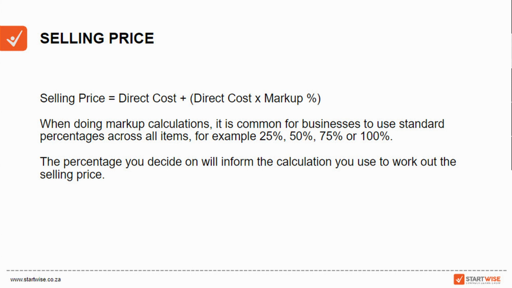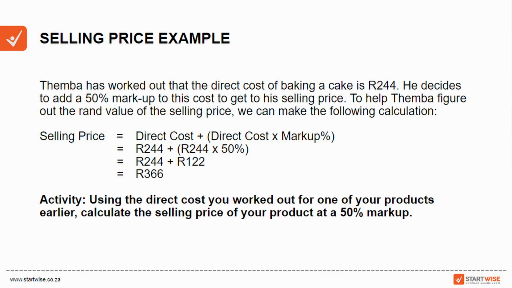Maybe you're trying penetration pricing with a new product, so you mark that up lower. But an established product that people love, that they've been using for a long time, you might mark up by 50 or 75%. So it really just depends on your business and your strategy. The percentage you decide on will inform the calculation you use to work out your selling price. So I've got an example here.